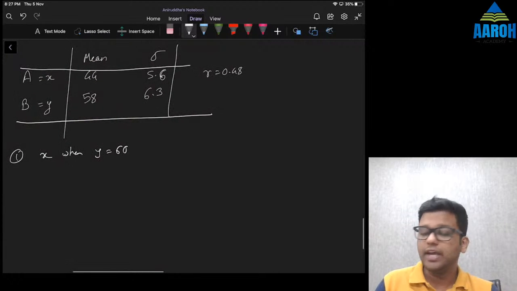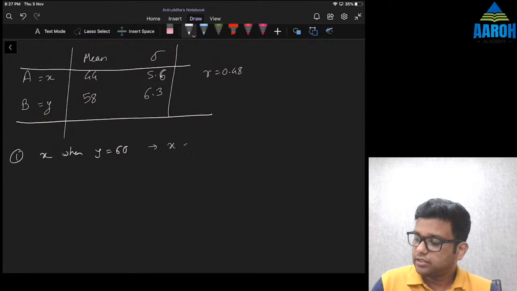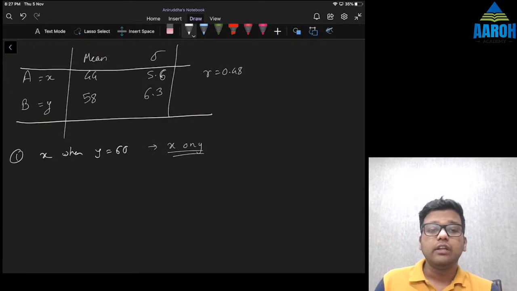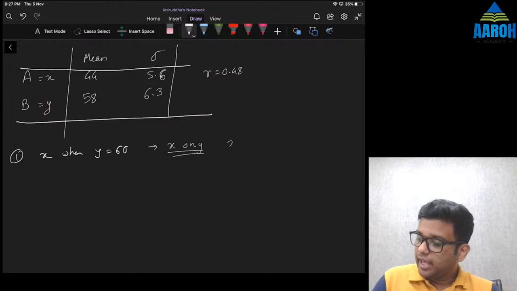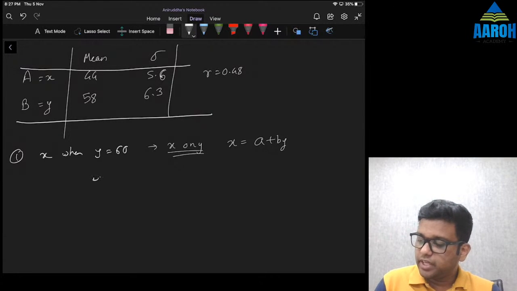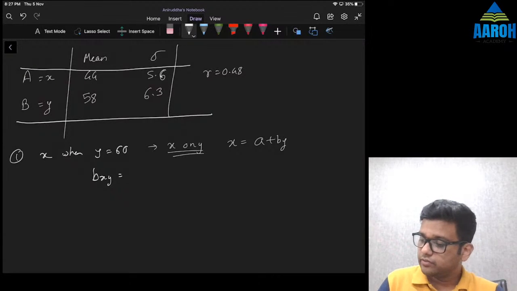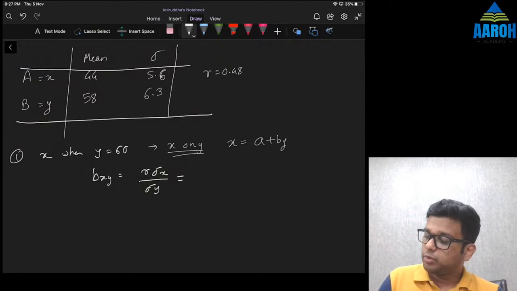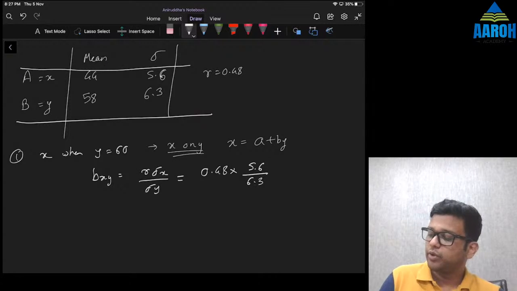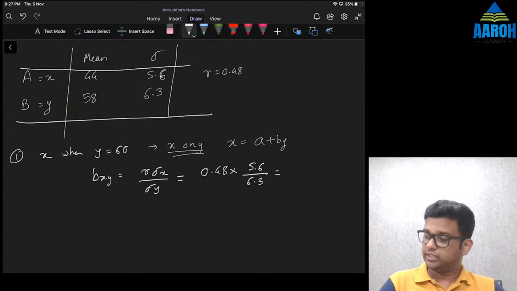For this we need X on Y or Y on X. X is dependent on Y, right? Y is given. So we need X on Y. Line of X on Y is X = A + BY. That B is bxy. Now bxy can be found easily using r sigma X upon sigma Y. r is 0.48, sigma X is 5.6, sigma Y is 6.3. So bxy will be directly found as 0.48 into 5.6 divided by 6.3.